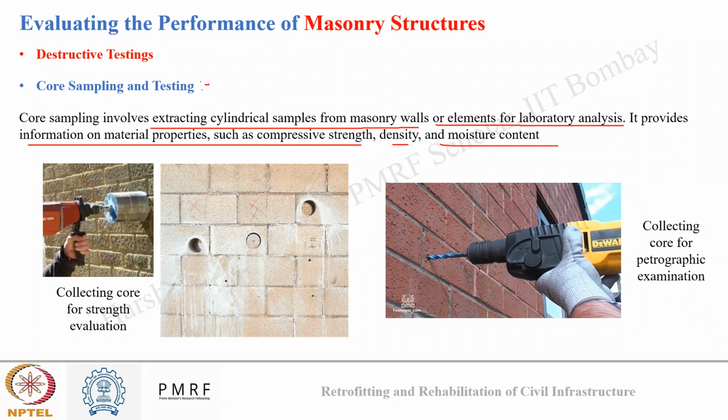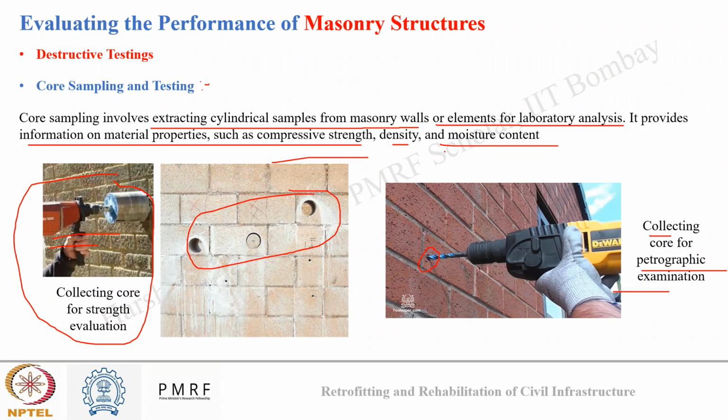Okay, so what we do, we drill a core from the masonry structure. Like this we are drilling a core using a core drilling machine. Okay, and we collect this core and we test this core in the laboratory for inspecting the performance of masonry. So these inspections can be compressive strength, flexural strength kind of thing, or we can collect powdered samples also from the masonry, for which we can conduct petrographic examination or moisture content analysis, which can also be a type of destructive assessment of masonry.